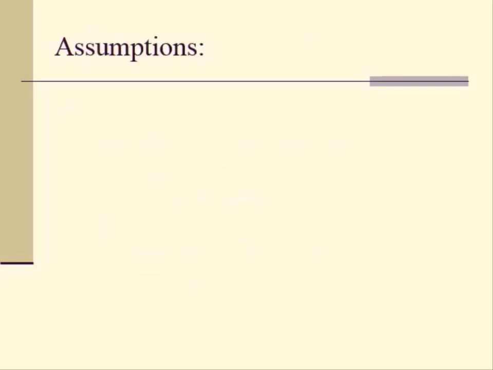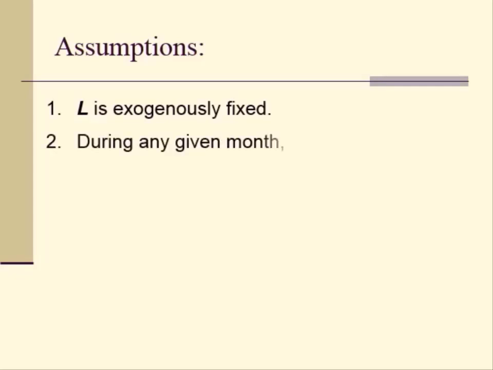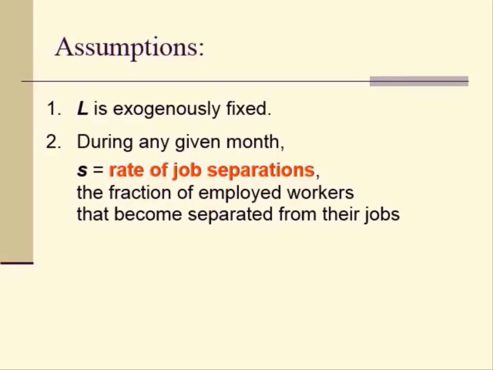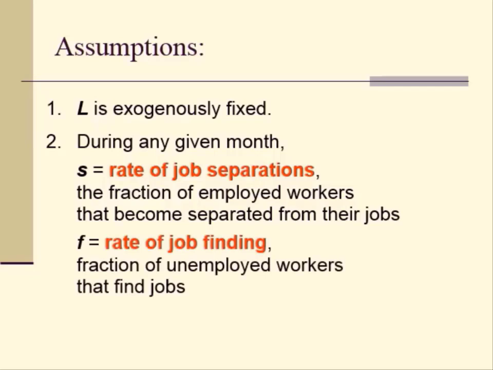Here we assume three variables to be exogenous. First, L, the labor force, is exogenously fixed. And second, during any given period, for example, a given month, S, the rate of job separation, is the fraction of employed workers that become separated from their jobs. F is the rate of job finding, that's the fraction of unemployed workers that find jobs. And we assume S and F are exogenous.